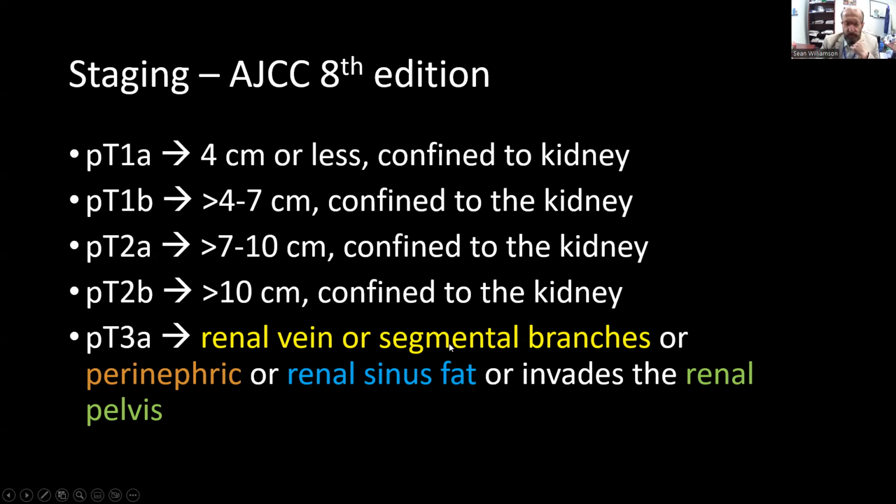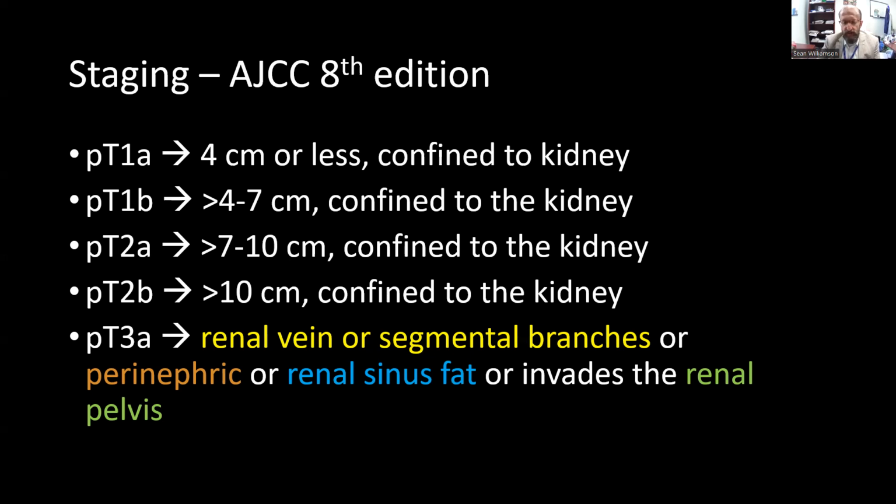So if it involves a vein or a vein branch, as I'll show some examples, or the tissue adjacent to the kidney, perinephric means the tissue just outside of the kidney. Renal sinus is the soft tissue that's just inside the kidney, the fatty soft tissue that's in the middle of the kidney. Or the renal pelvis is the collection system where the kidney produces urine and dumps it into the pelvis, which is the collecting system, and it goes down to the bladder.